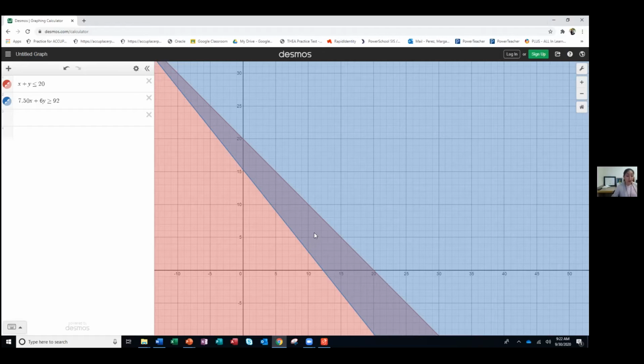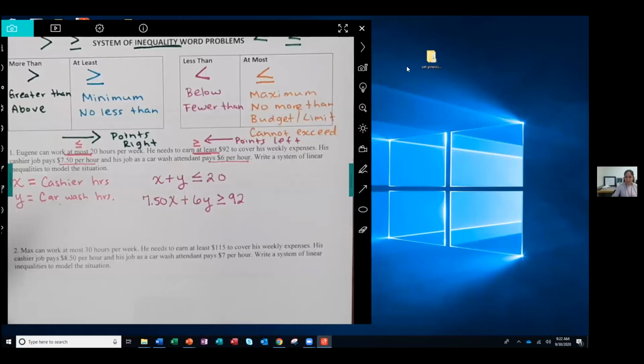Good. And is that the only point that's a solution? I think there are many of them, but that's what I can see. But yes, there are many of them. There are more than one. Yes, exactly. Any point, I could choose 15 and 3, 15 and 4. So there's a lot of possible solution points now, but right now we only need to identify one. And we just need to know that it needs to be in the overlap.